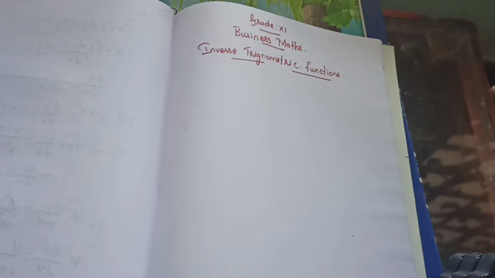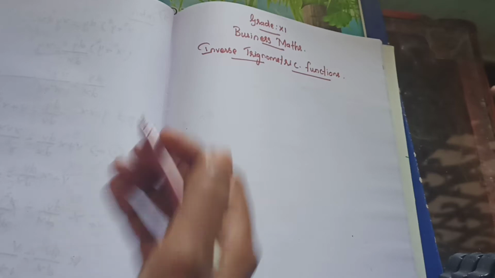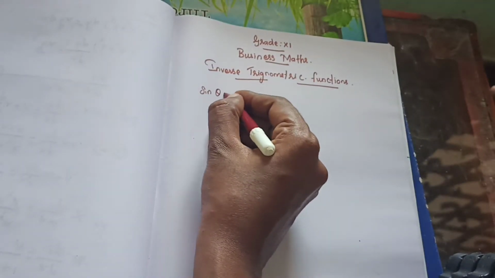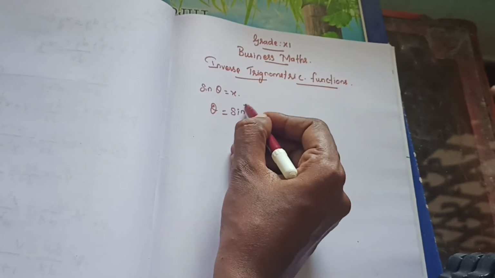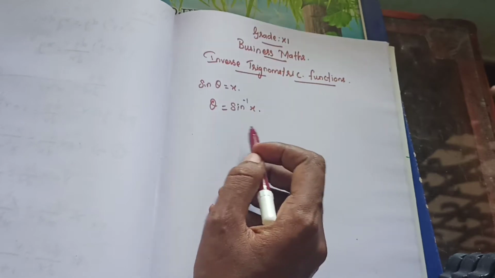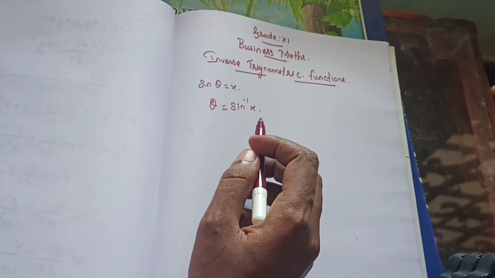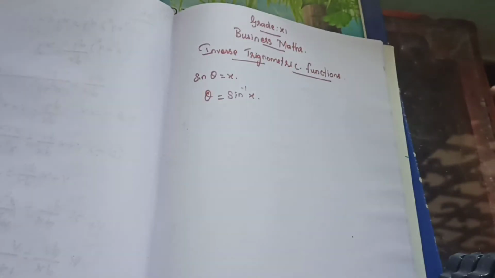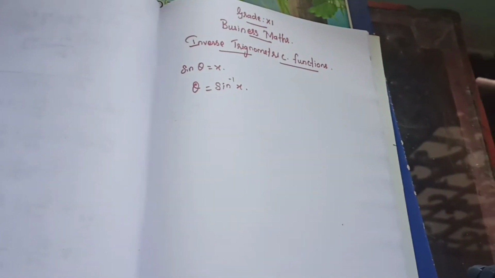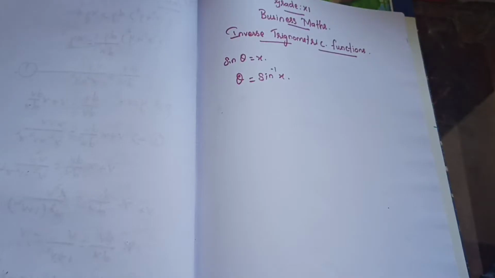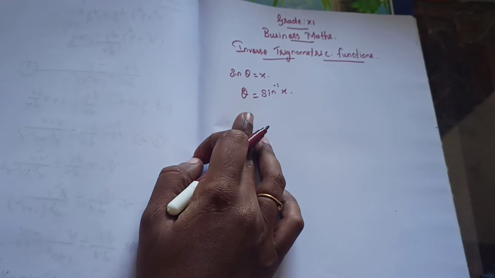So if secant theta equal to x, or if sin theta equal to x, when you are taking the theta value, it will change as inverse. That's the meaning. So sin inverse of x. Understand? So it's an inverse function. In your book, I don't know whatever your page numbers are, theta equal to sin inverse of x.